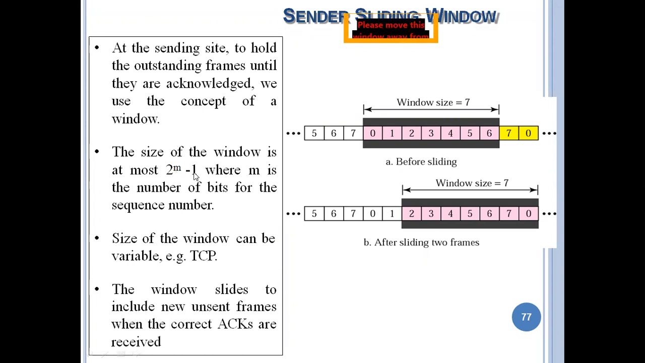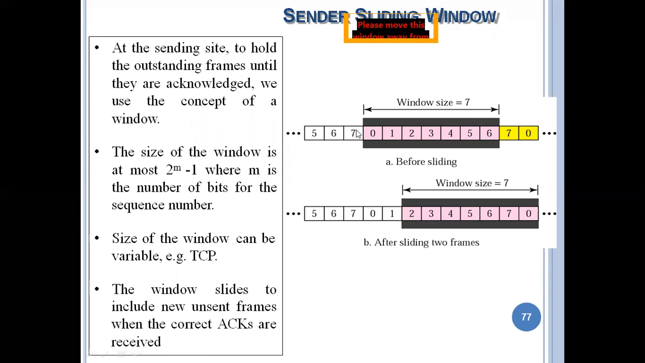The size of the window is at most 2 power m minus 1, where m is the number of bits for the sequence number. The size of the window can be variable. For example, in TCP, the window slides to include new unsent frames when the correct acknowledgements are received. You can observe this: the window size is 7. Now after sliding of 2 frames, this one is complete.